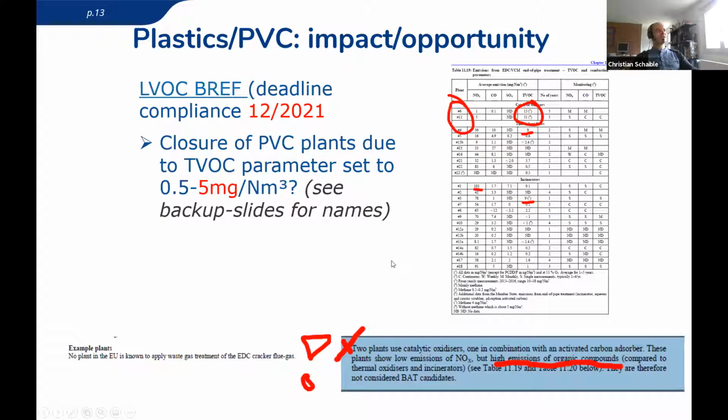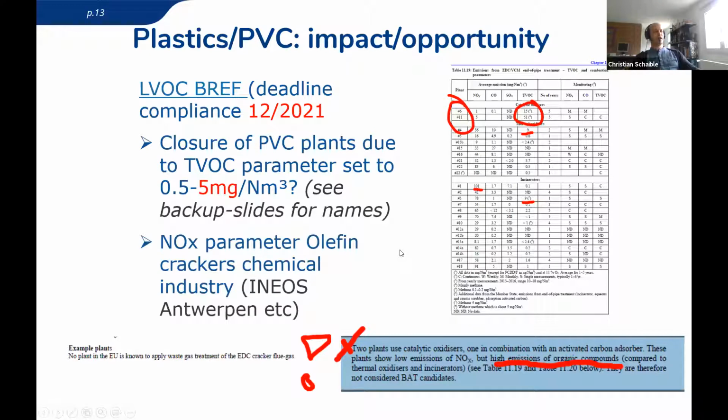Deadline is very soon, so they're probably either derogating or they are updating the permit. So have a check. I think the other interesting parameter is the NOx parameter all the time on the crackers. So the low olefin crackers or other crackers, there's hardly any secondary abatement on the crackers, on the NOx parameter. So this is something to look out for.